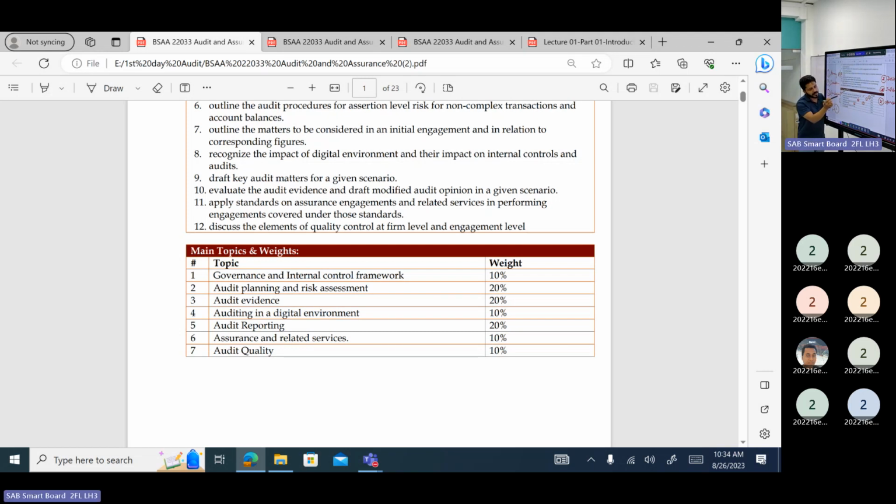Audit planning, risk assessment, evidence and reporting, and then you are learning the digital environment. How we are doing these three activities in a digital environment. How we are going to do digital audits. How we are going to do planning in a digital audit. How we are going to do audit procedures. Conclusion in a digital audit.